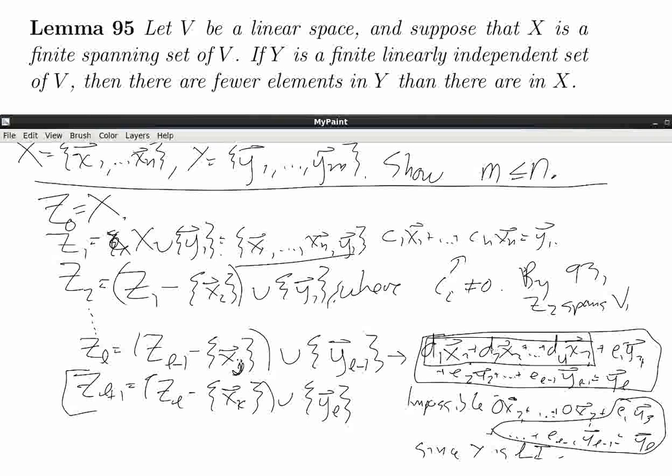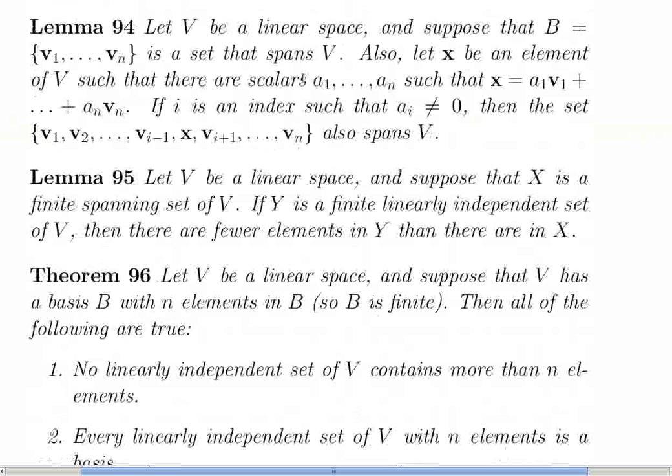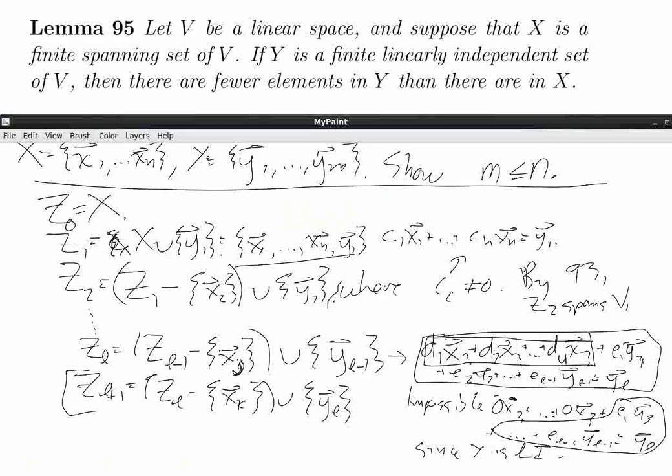Well, I'm just going to pick one of these d's to be non-zero, call it x sub k, and I'm going to replace that with this y sub l by 94. So I can replace y sub l, which is equal to a whole bunch of stuff, with that. And this should be 94. So what I've proved is that as long as this thing is a spanning set, then this will also be a spanning set, by theorem 94.